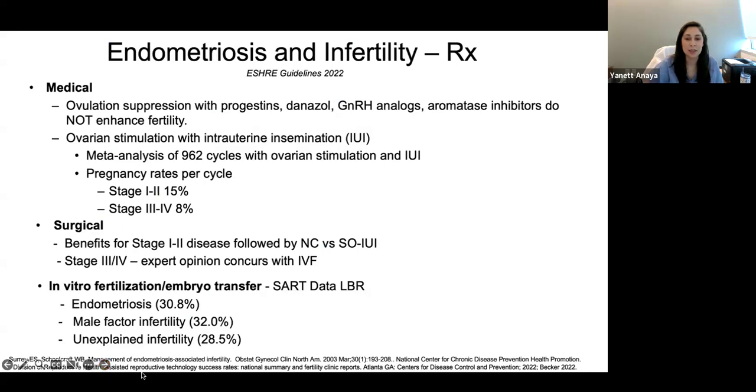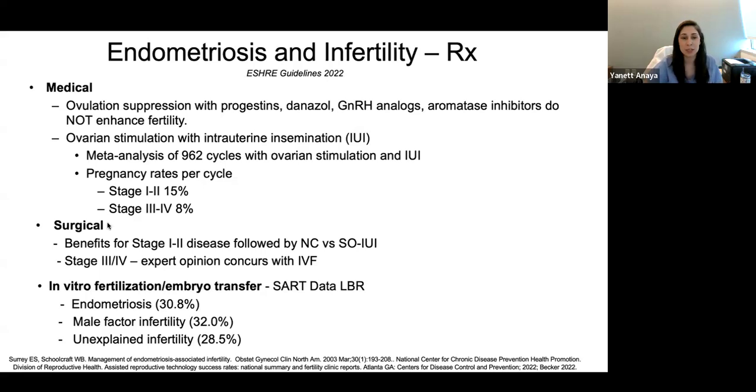As far as treatment with medication, based on studies that have been done, we have found that actually ovulation suppression using medications, things like progesterones and GnRH analogs, aromatase inhibitor medications, pre-treatment are not recommended because they have not been shown to enhance fertility. But in regards to other medical treatments, one of the things that we will recommend are doing what we call superovulation with intrauterine insemination for patients specifically with stage 1 to 2 endometriosis.